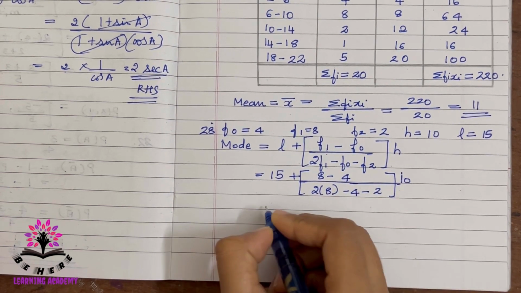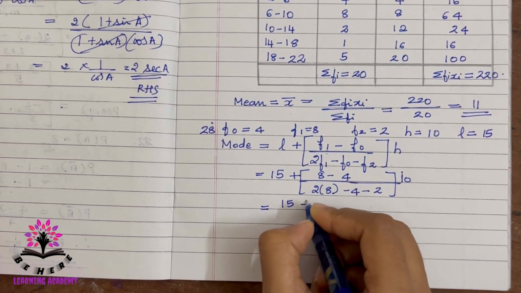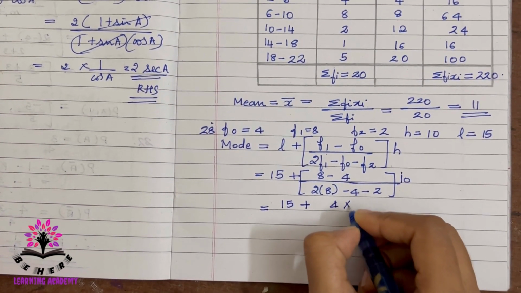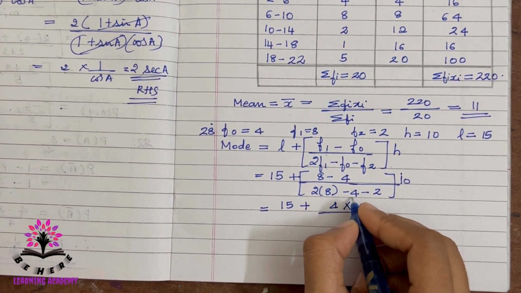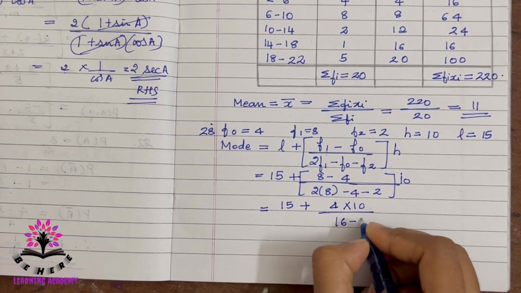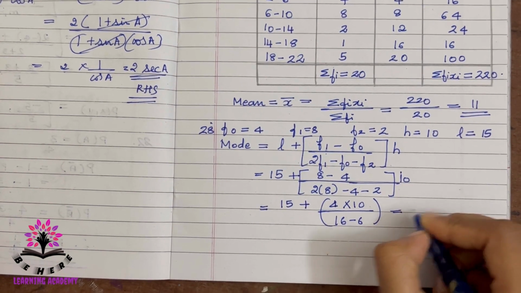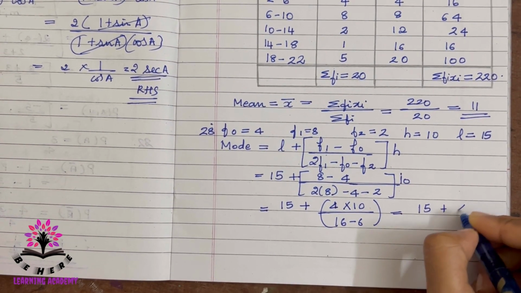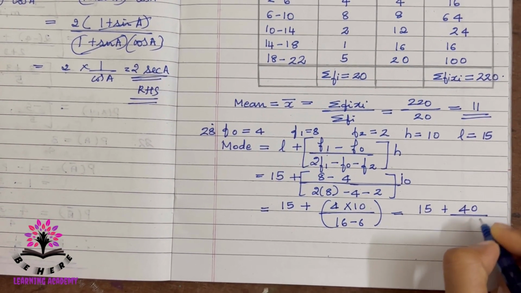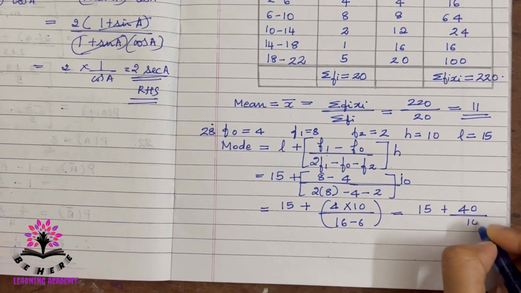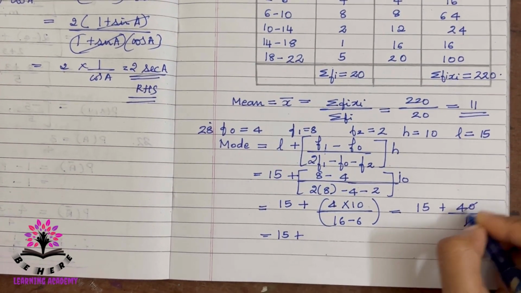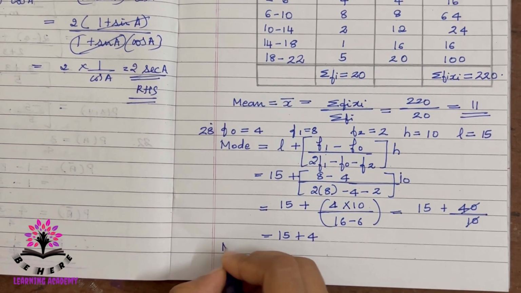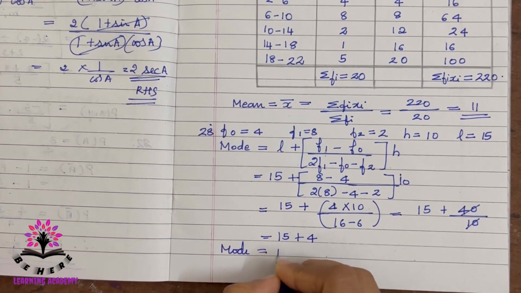So that will be equal to 15 plus 4 multiplied by 10, 2 8s are 16 minus 4 minus 2 will be 16 minus 6. So that is equal to 15 plus 40 divided by 10, that is 15 plus 4. So mode is equal to 19.